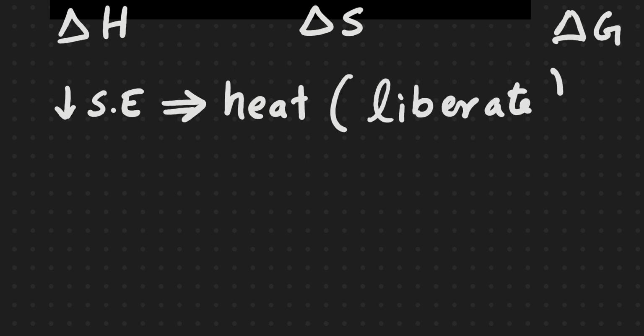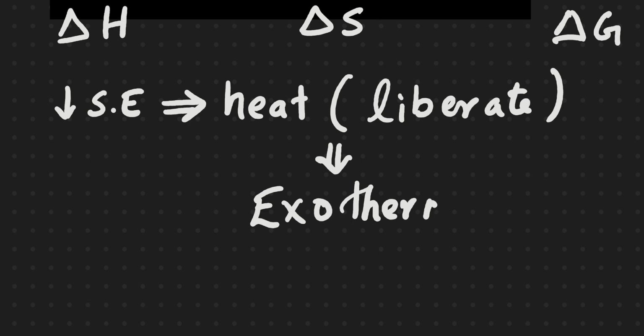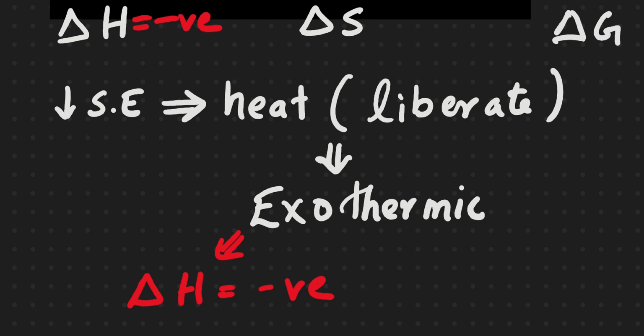So when heat is liberated, we can term it an exothermic reaction, you may know that. For an exothermic reaction, we know that delta H is negative. So we say here that delta H is negative for an adsorption process. The delta H of adsorption, the enthalpy of adsorption, is negative.